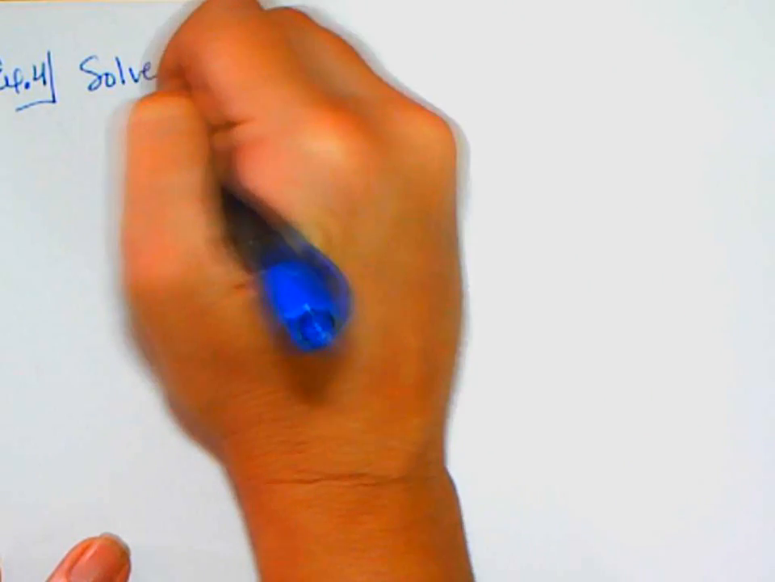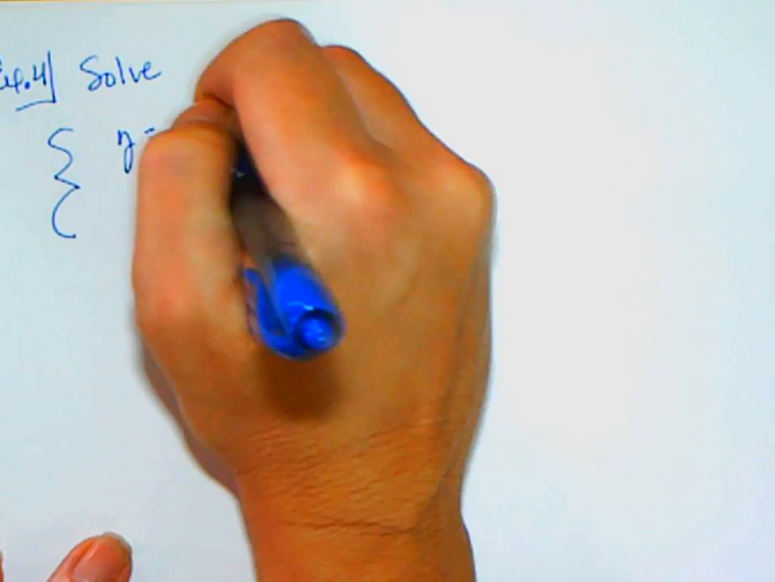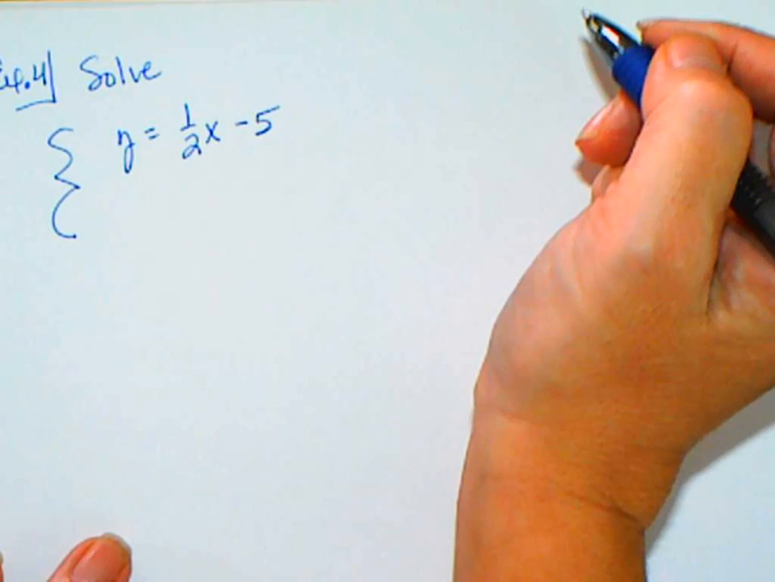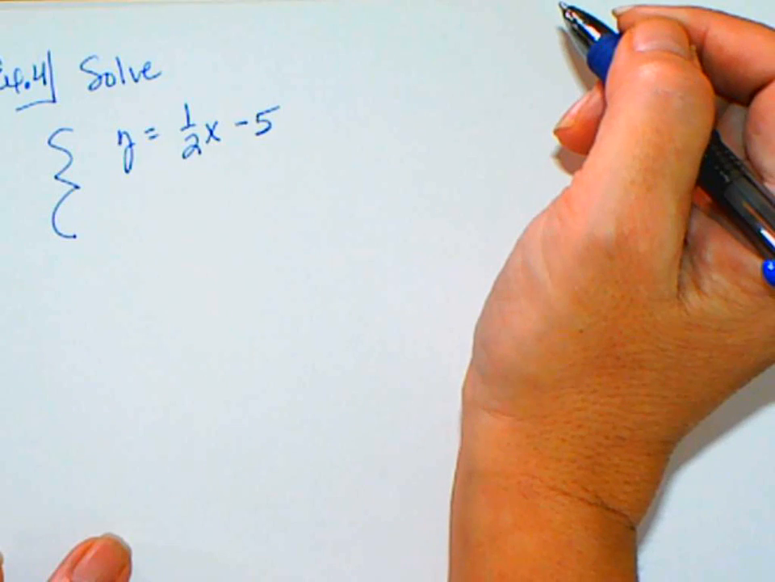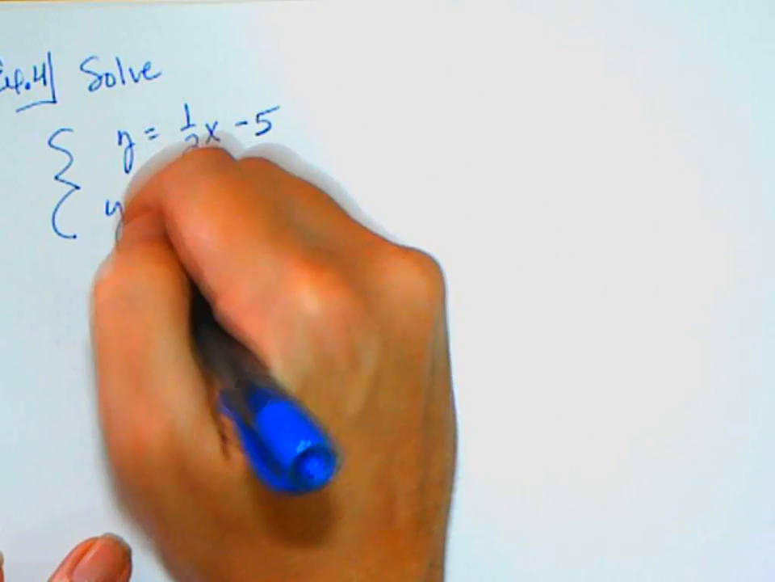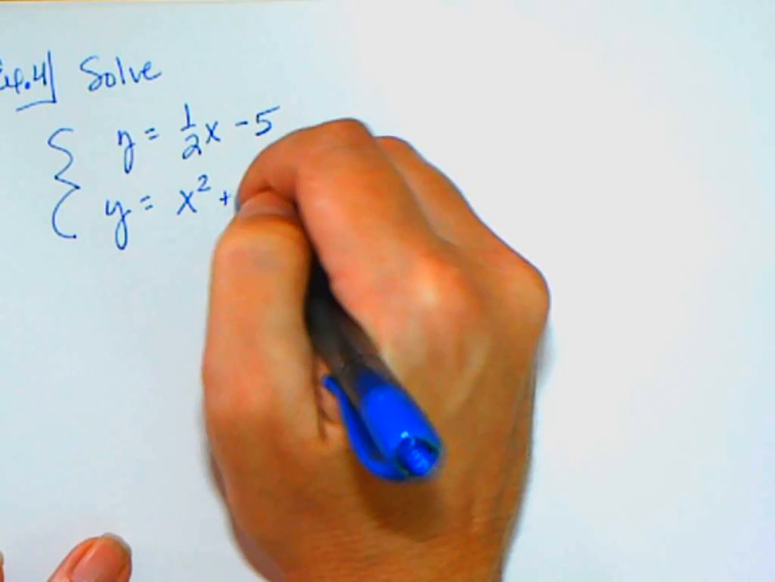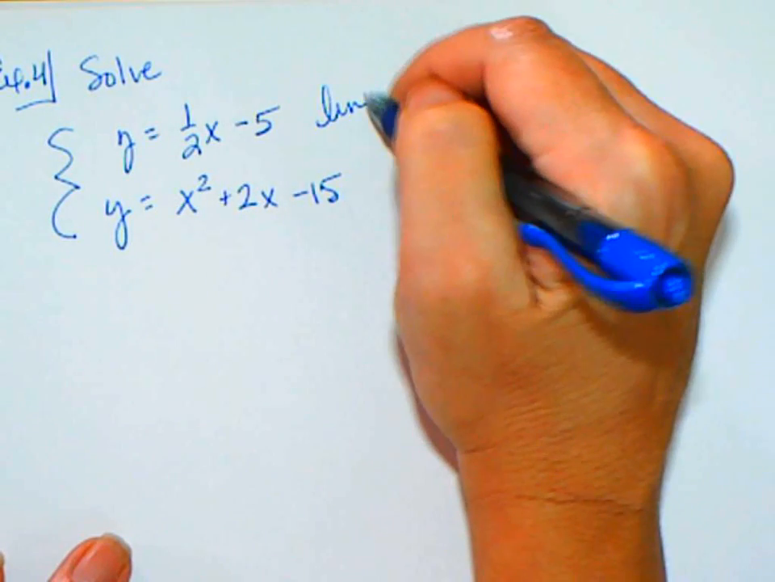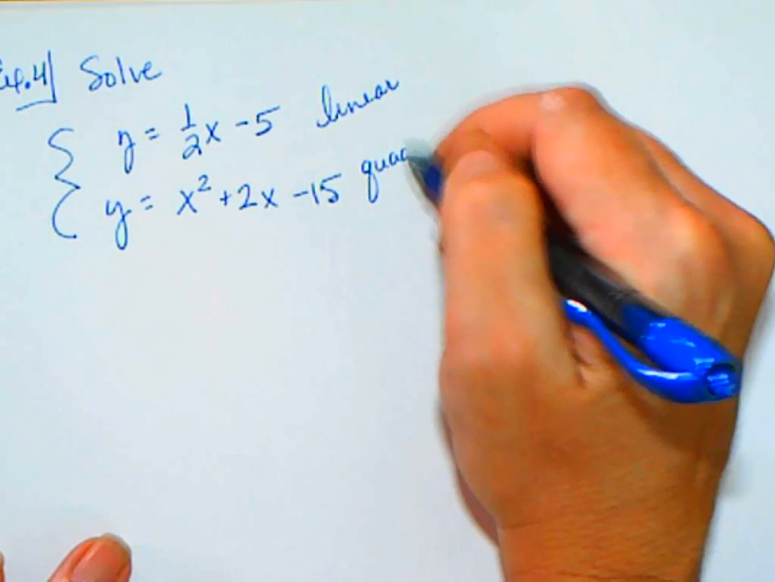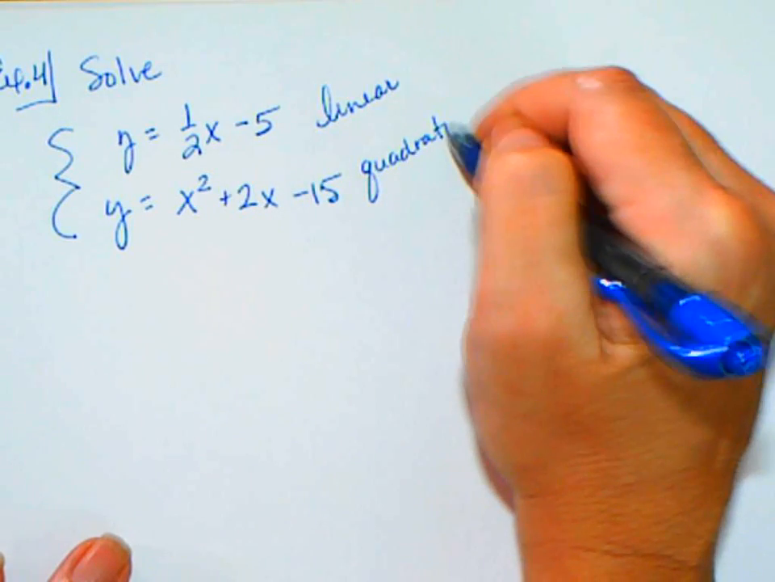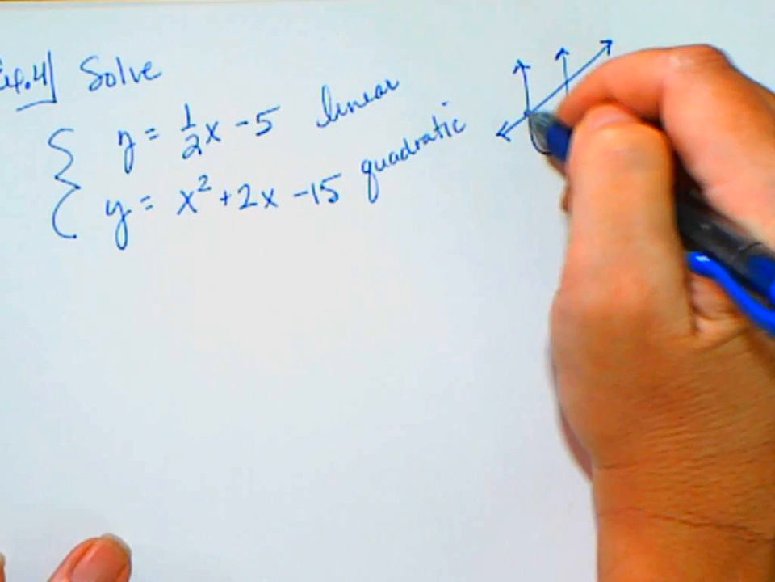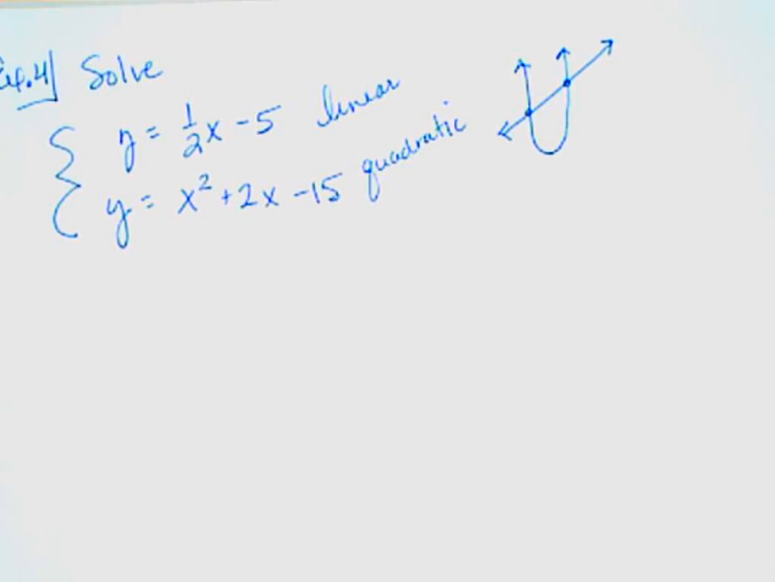Solve the system. y equals 1/2 x minus 5. What kind of function is that? Linear. And y equals x squared plus 2x minus 15. What kind of function is that? Quadratic. So basically, we're going to find where a line and a parabola intersect, right? Probably looking for 2 solutions.